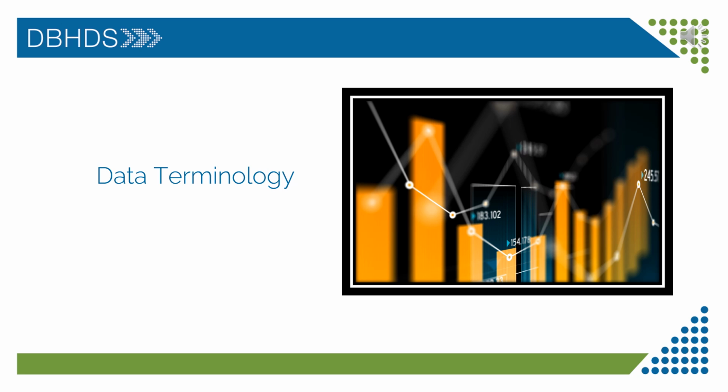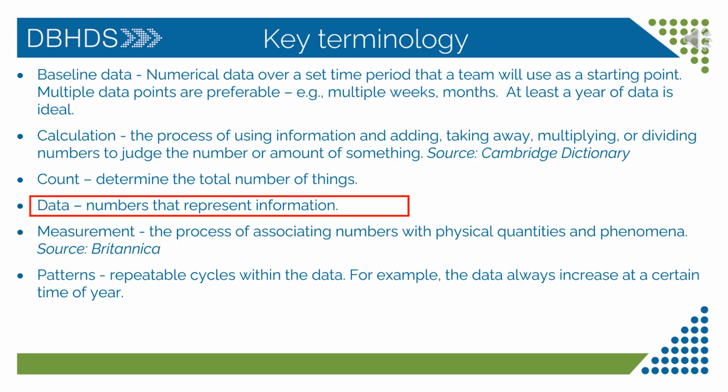It's always a good idea to start with some definitions. We are going to start by looking at some data terminology. As we will be using the word data a lot, let's start there. Data is numbers that represent information. Baseline data are numerical data over a set time period that a team will use as a starting point.